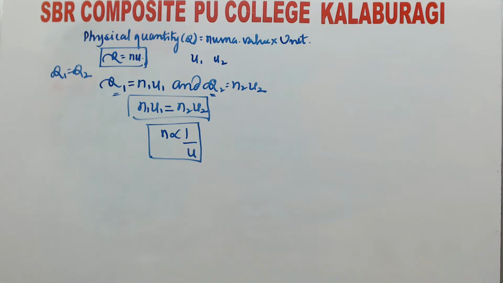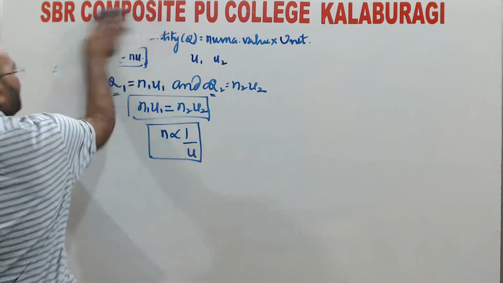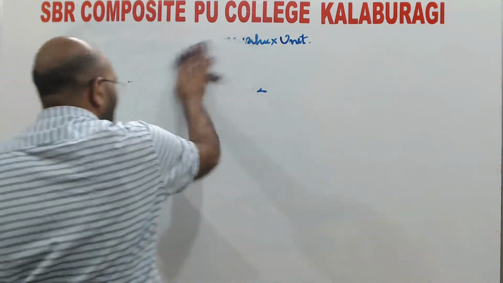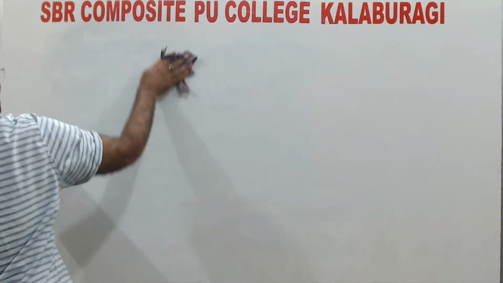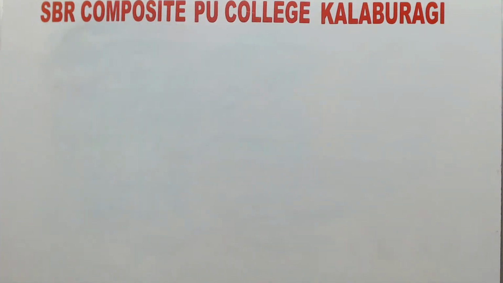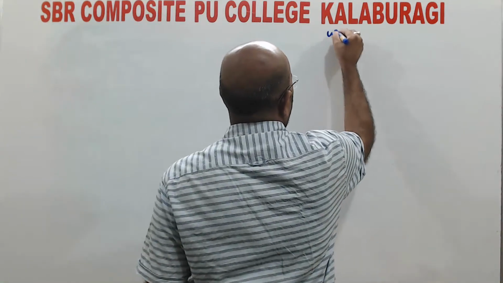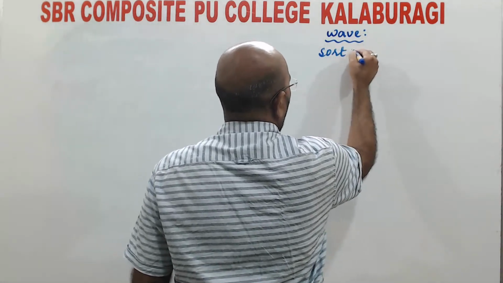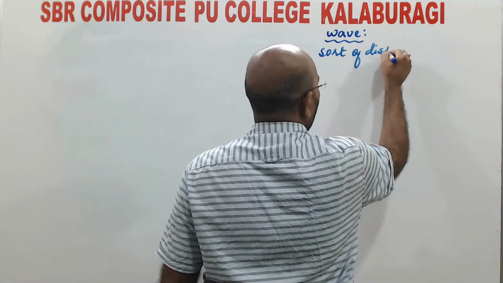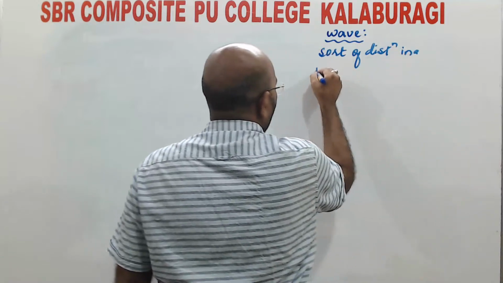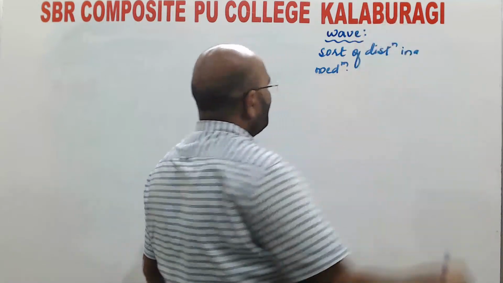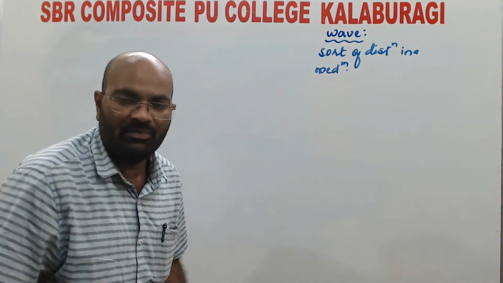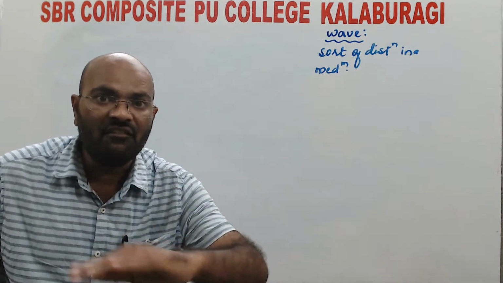The next question. You go for the third question there. In the third question, the equation of a wave is given. We know that the equation of a wave is always defined for a wave. Wave means a sort of disturbance in a medium. So a wave is nothing but what? If I disturb any medium, that medium will produce a wave.